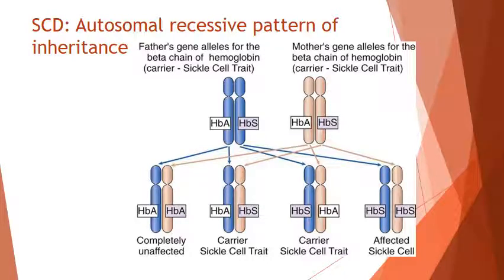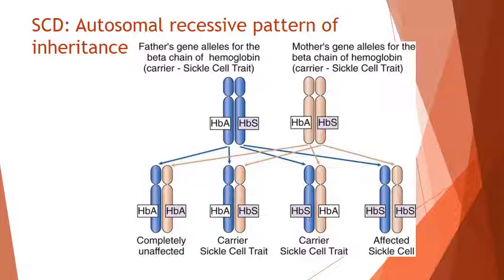Sickle cell disease is an autosomal recessive pattern of inheritance, and these gene alleles attempt to show that. On the left in the blue is the father's gene alleles, and these are called beta chains of hemoglobin. Just so you know, that's where that term's coming from. It's a chain of hemoglobin. And the mother, on the right in the peach color, has gene alleles for the beta chain of hemoglobin as well.